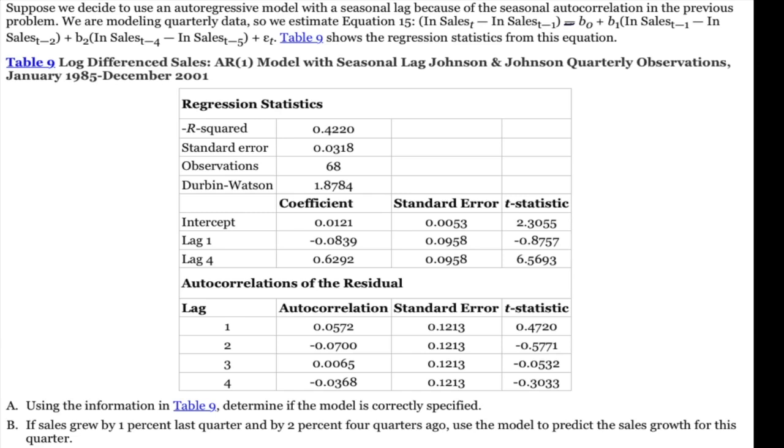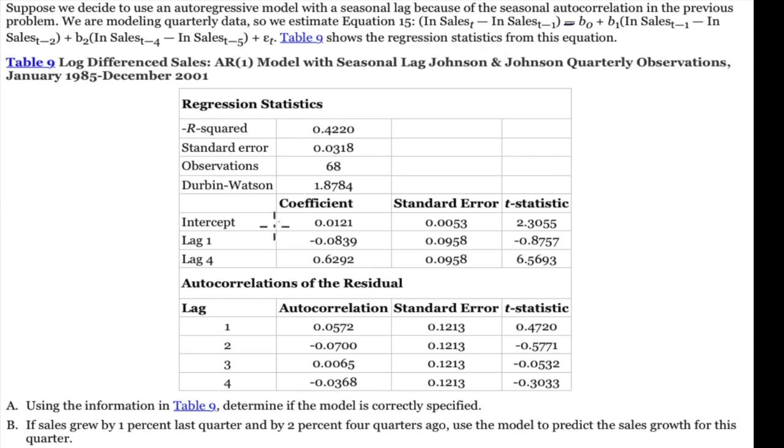Question 17. Suppose we decide to use an autoregressive model with a seasonal lag because of the seasonal autocorrelation in the previous problem. We are modeling quarterly data, so we estimate equation 15. What do we have here? We have the first differences in the log of sales equal to B0 plus B1 times the first lag plus a B2 coefficient times the fourth lag. There's our seasonal lag.